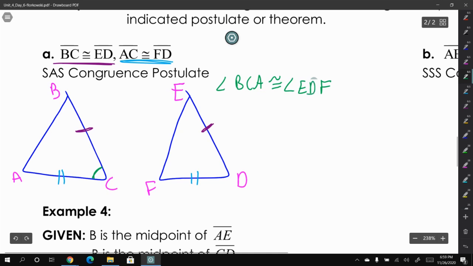And yes, we probably could have gotten away with just saying angle C and angle D, but I just got done talking about writing angles with 3 letters, so I want to stay consistent with that.